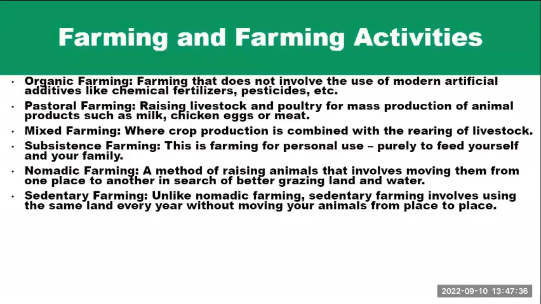Now, sedentary farming, unlike nomadic farming, involves using the same land every year without moving your animals from place to place. The average farmer in southern Nigeria is involved in sedentary farming. They don't move their livestock from one place to another. They have their farmlands, okay? And so those are different types of farming, as we have already seen.